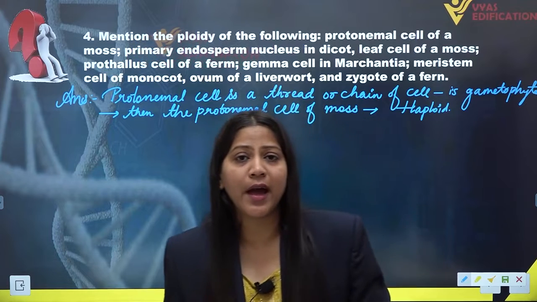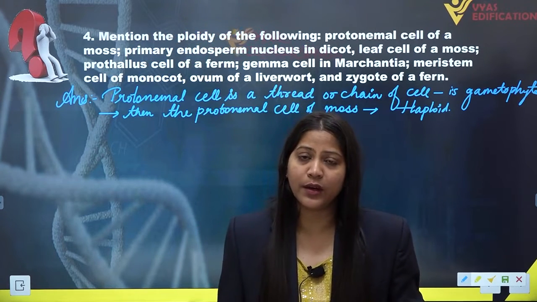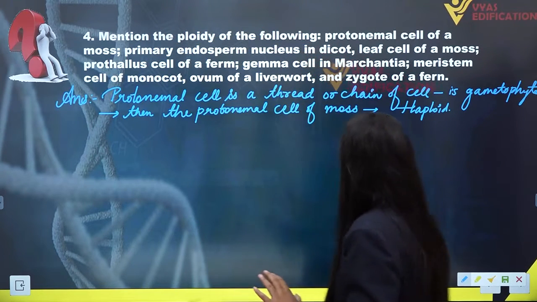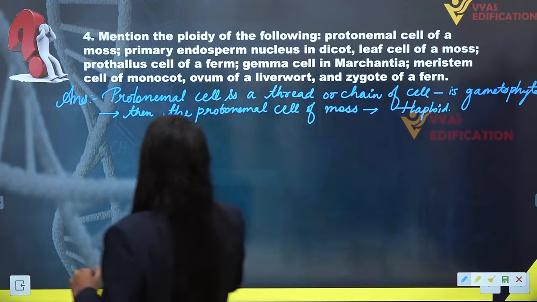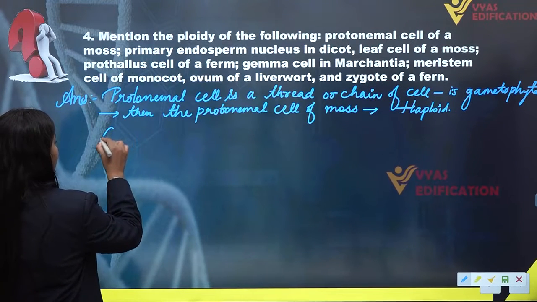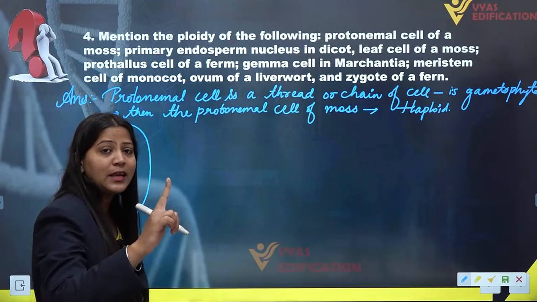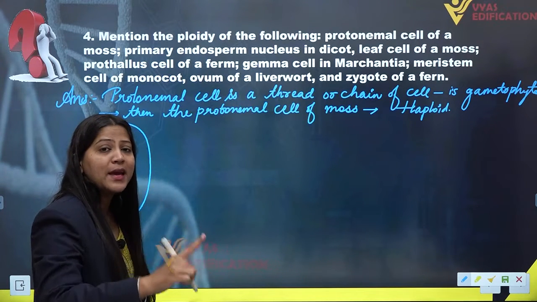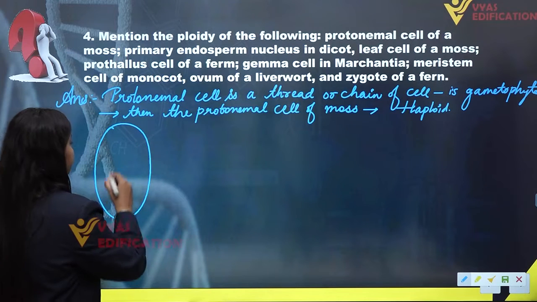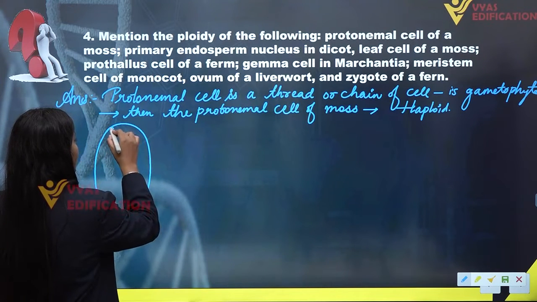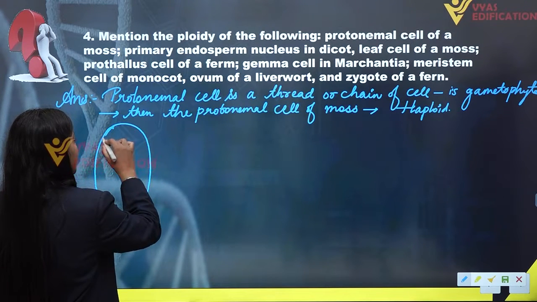This embryo sac has a 7-celled, 8-nucleated stage like this. You are already familiar with the structure of the embryo sac. So this is your embryo sac, which is formed from a single haploid megaspore. Now, this embryo sac has a 7-celled, 8-nucleated stage.